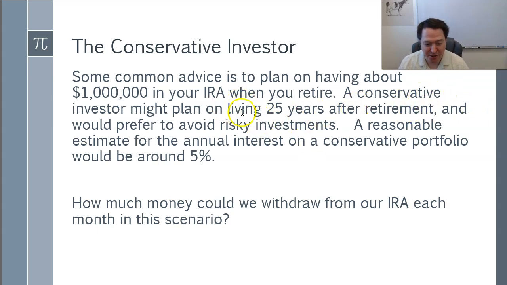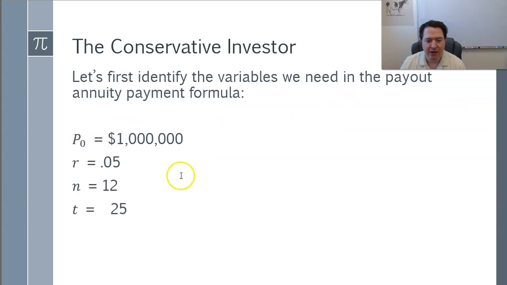So anyway, the conservative investor might plan on living 25 years after retirement, wants to avoid risky investments, so they're just fine with a 5% return on their investments in order to make sure that they're not losing money or getting a really bad return. It's this nice in-between from any kind of risky investment. So if that's how much this person has saved up, how much could they withdraw from their IRA, their individual retirement account, each month?